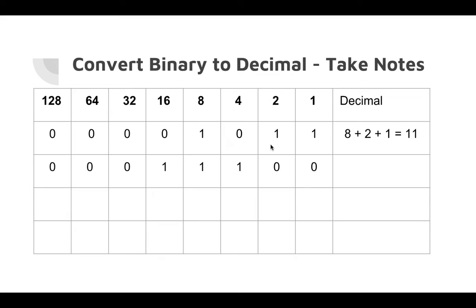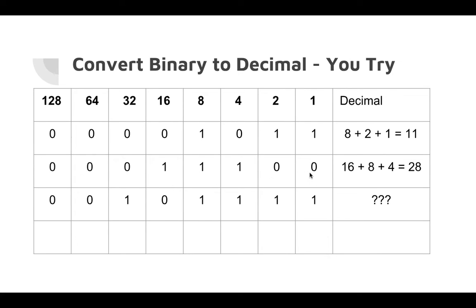Let's see another example. 0, 0, 1, 1, 1, 0, 0. And if I wanted to know what is the decimal equivalent for this binary number, I find all the ones. So this would be a 4 plus 8 plus 16. So 4 plus 8 plus 16 would be 28. And all the zeros, I don't have to count them in. Okay, I'll do another one.